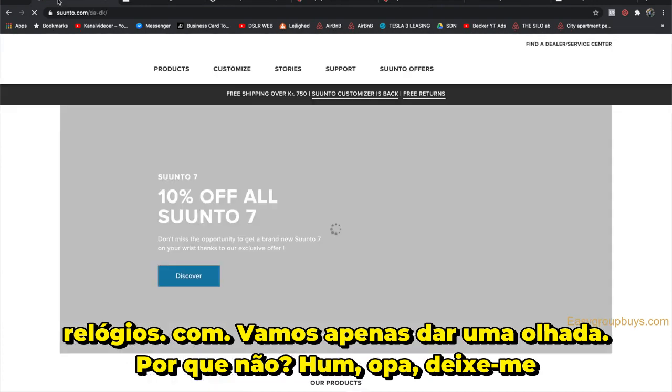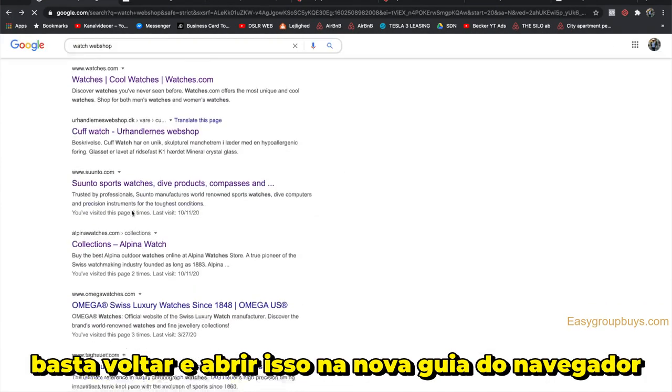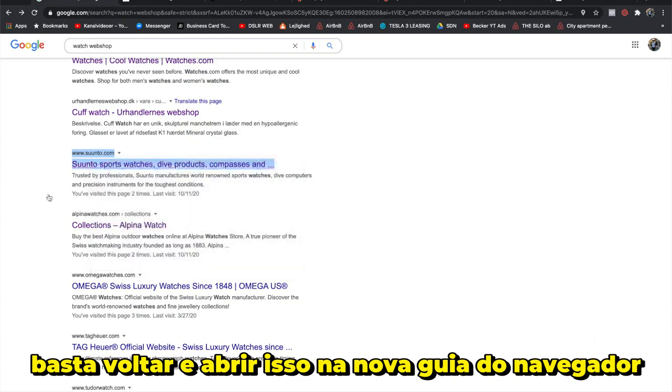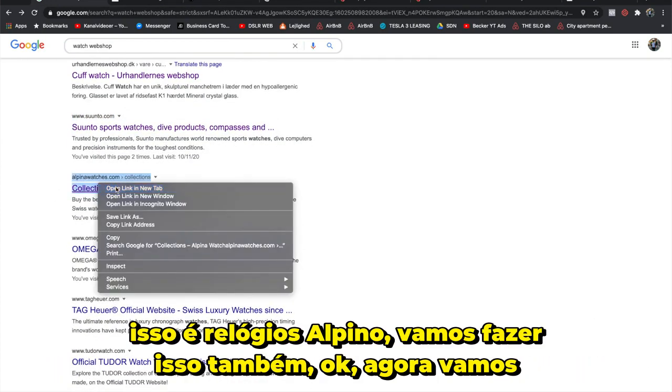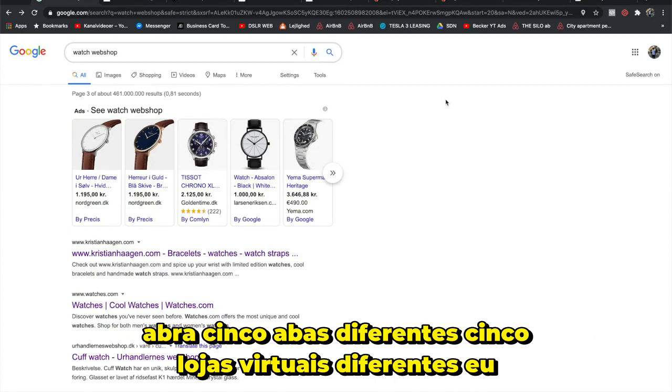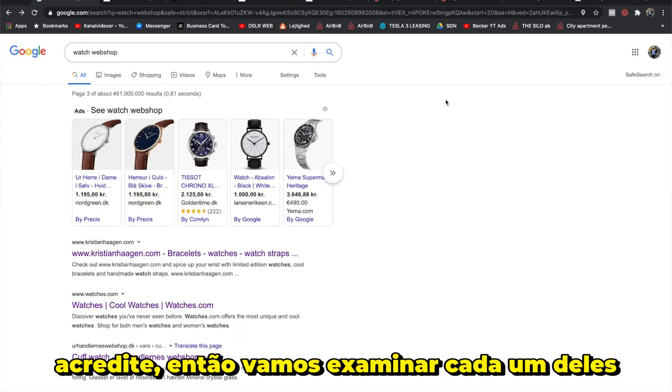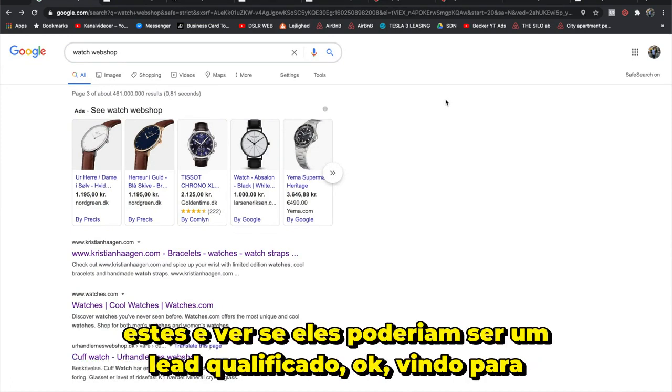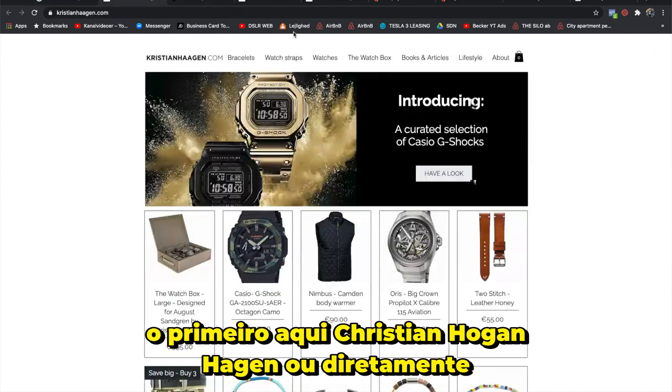Sunto, oops, let me just go back and open up that in a new browser tab, that is. Alpina watches, let's go for that as well. Okay, so now we've opened up 5 different tabs, 5 different web shops, I believe. So let's go through and look at every single one of these and see if they could be a qualified lead, okay? Coming into the first one here, Christian Hagen.